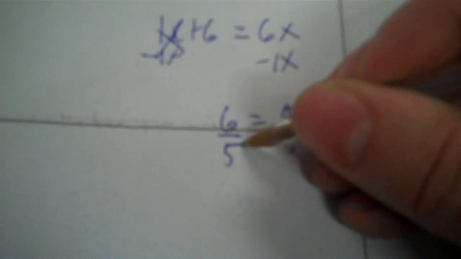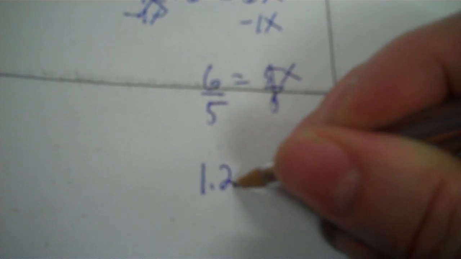So you've got 1x plus 6 equals 6x. So take out your smaller x. You get 6 equals 5x. Now divide each side by 5. That's going to be 1.2 or 1 1/5. It's up to you.